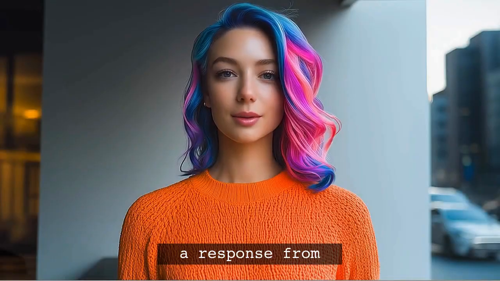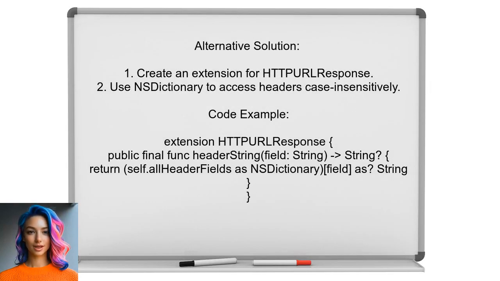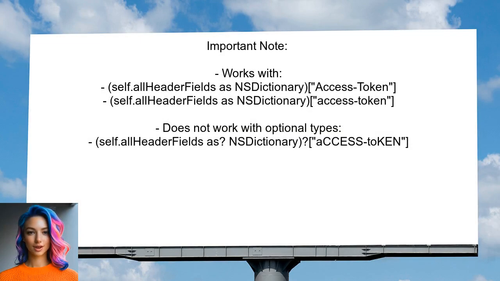Now, let's see a response from a different user. An alternative solution provided by another user involves creating an extension for HTTPURLResponse. This extension allows you to retrieve header values in a case-insensitive manner by using NSDictionary, which preserves the original case of the headers. The user notes that this case-insensitive feature works well with direct access to the headers, but fails when using optional types. Therefore, accessing headers directly as NSDictionary is recommended for consistent results.